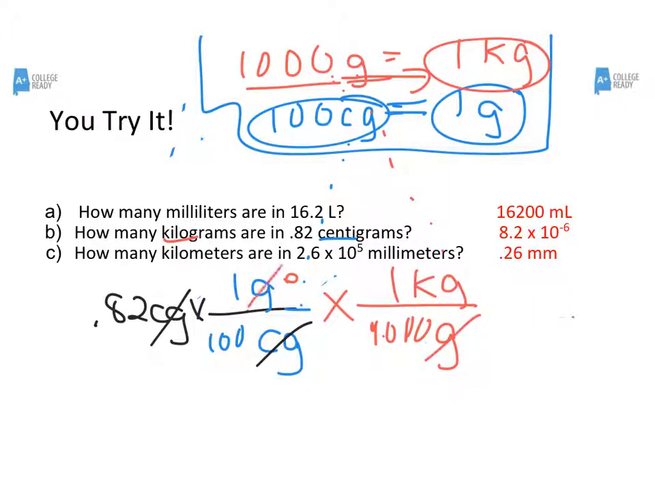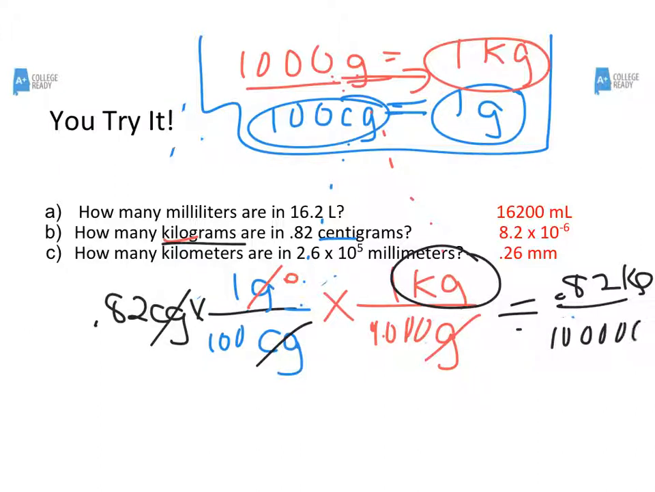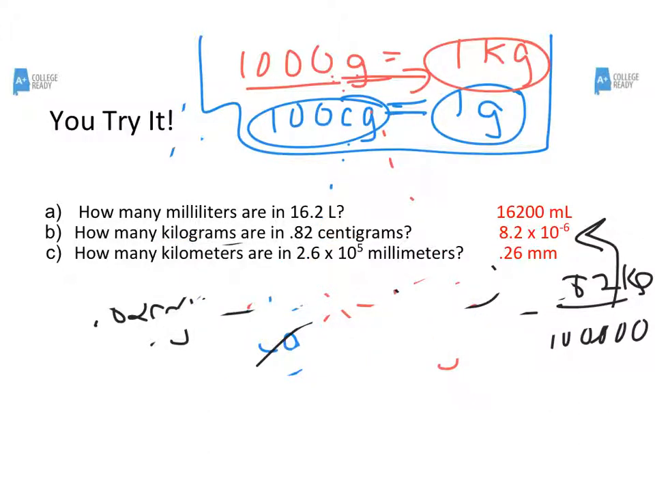Your units will cancel, leaving you with the units that you asked for in the first place. Multiply across the top, multiply across the bottom, divide the bottom into the top, and you get the answer. You have 2 sig figs in the given, you have 2 sig figs in the answer. That is the correct answer. And one more.